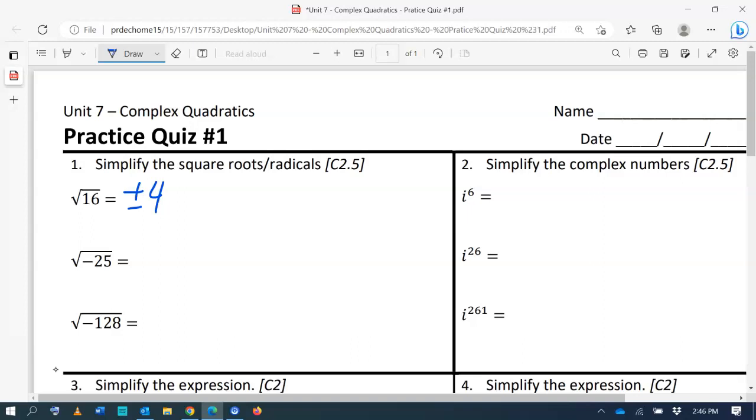Square root of negative 25. So first thing you do is pull that negative sign out, which means we get an i on the outside. And square root of 25 is left over. And then the square root of 25 is 5. So you get plus minus 5 times i.